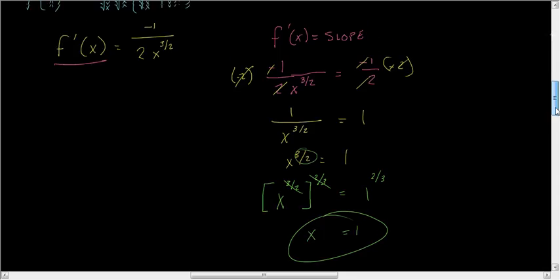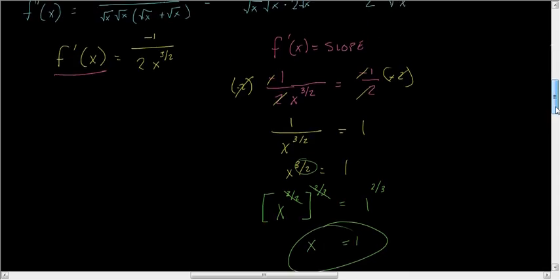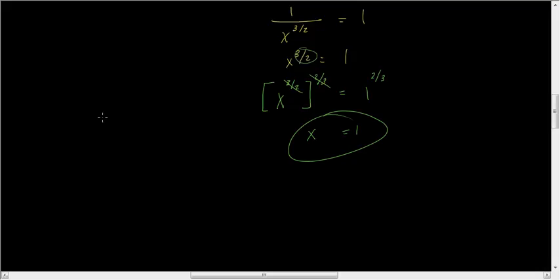Now remember that our original function, f of x, was equal to 1 over the square root of x. And so y, in this case, if x is 1, then square root of 1, y is equal to 1 over the square root of 1, which is equal to 1 over 1, which is just 1. And so I have the point 1, 1.